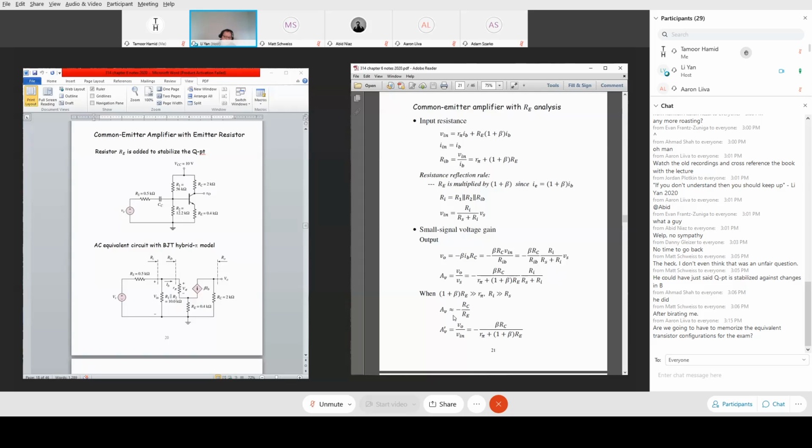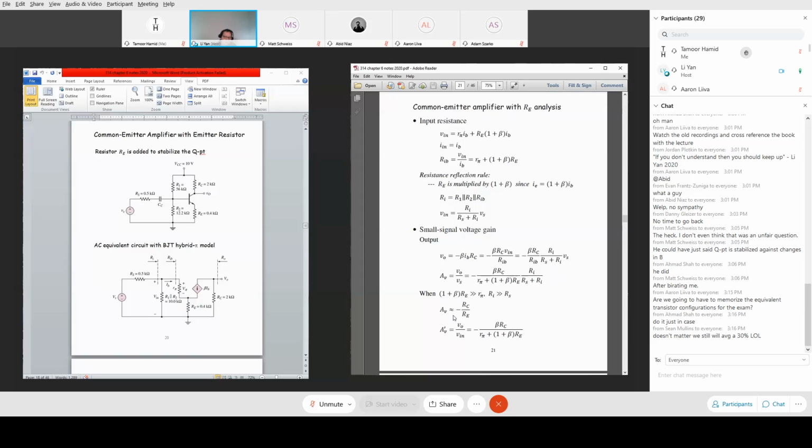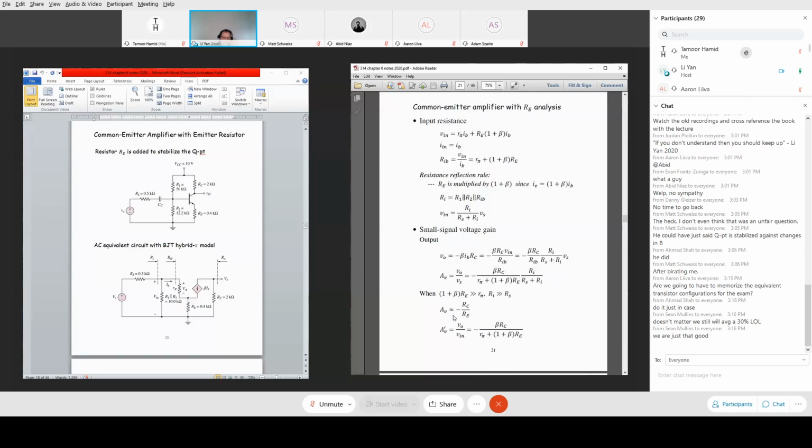Okay, we verify and demonstrate that the Q point is insensitive to variation of beta. Here we're saying that conclusion was drawn for the DC circuit, and a similar conclusion we can draw for the AC circuit. The small signal voltage gain is really not dependent much on the beta value. So if you vary beta from 90 to 120 to 150, it doesn't affect your small signal voltage gain much.